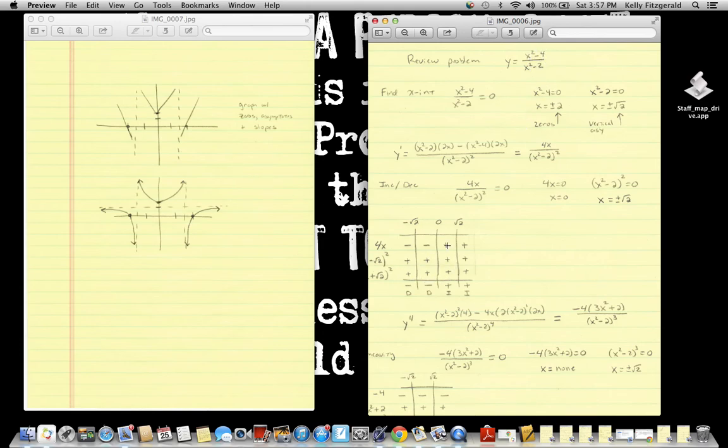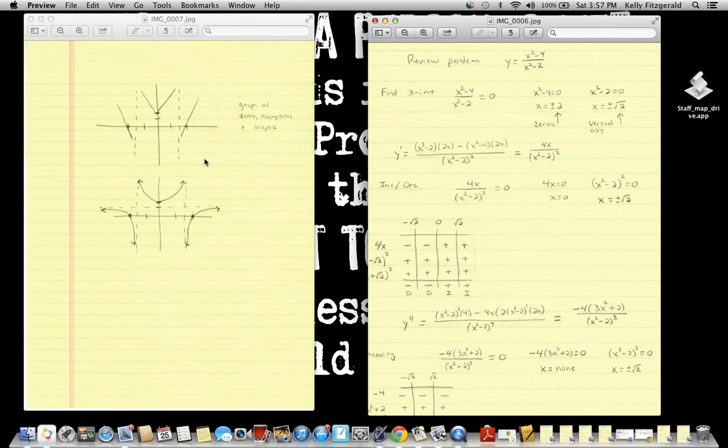Now I move to my first derivative. It is decreasing before the square root of 2 with the negative. It is decreasing before 0. It is increasing after 0. And it is increasing after the square root of 2.